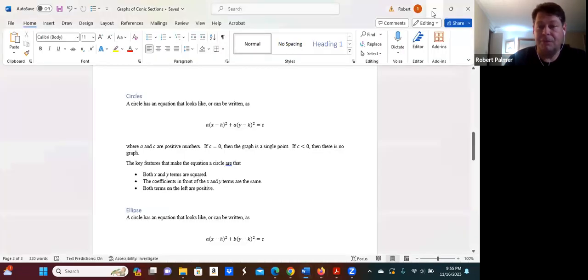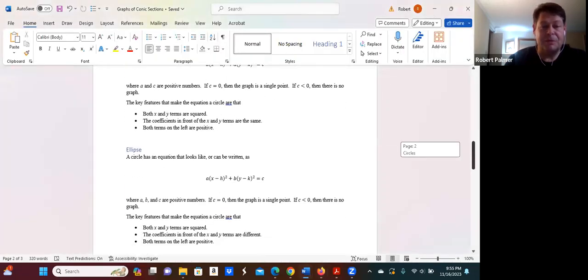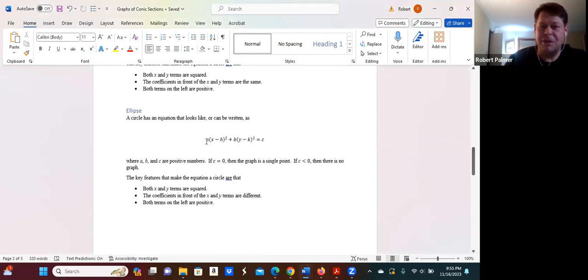Okay, now let's go to an ellipse. So what makes a circle different from an ellipse? The setup is very similar. Both your X terms and Y terms are squared. Everything here is positive, but these numbers in front, A and B, have to be different. That's what makes it an ellipse. And remember, a circle is a special case of an ellipse where A and B are the same. In this case, A and B are different. So once again, both X and Y terms are squared. Coefficients are different in front, A and B, and also both terms over here are positive.